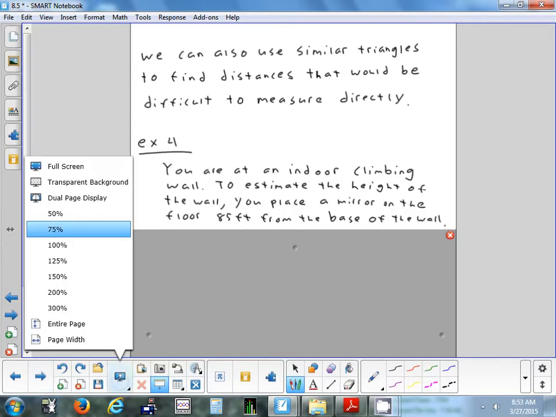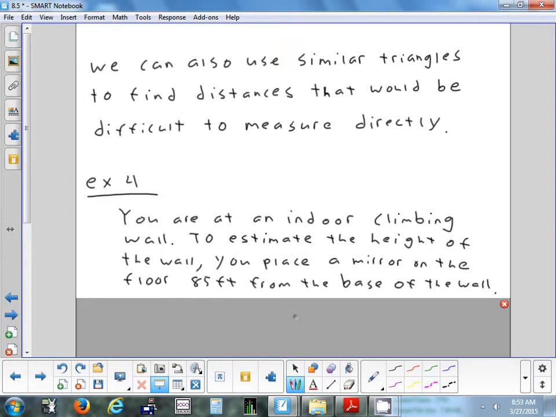But let's look at it. Okay. This problem is in your book. If you just want to reference it, it's on page 491. So you don't have to write it down. It's example 5 in the book.